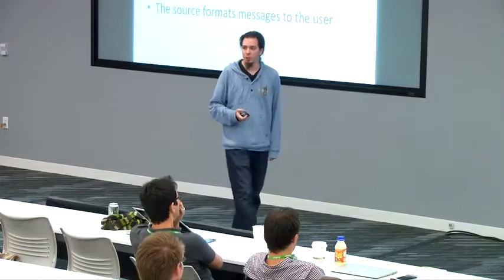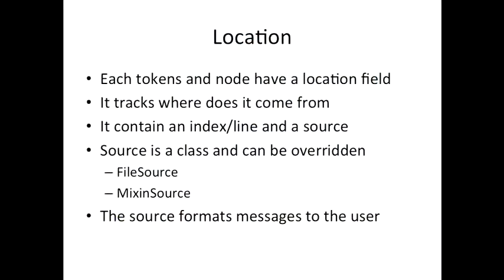Let's talk a bit about locations. Each token and each node has a location. The location is basically where that stuff comes from. The location contains the index and the line of where it comes from, and the source. What is important is that the source is an object, it's polymorphic, and there are different kinds of source. The most common are a file source or a mixin source. So my token either comes from what I read from a file, or the information I have from a mixin. And the source is in charge of formatting messages for the user.